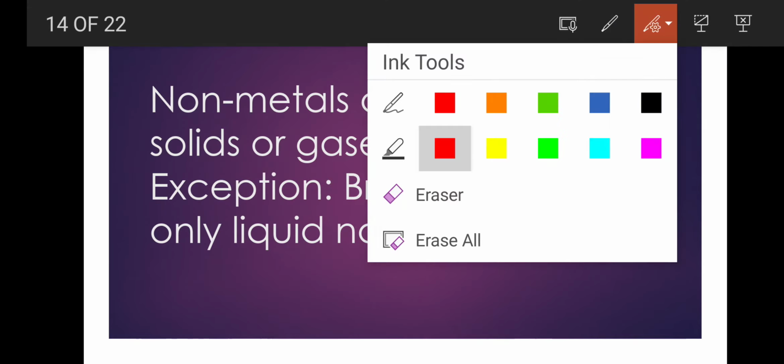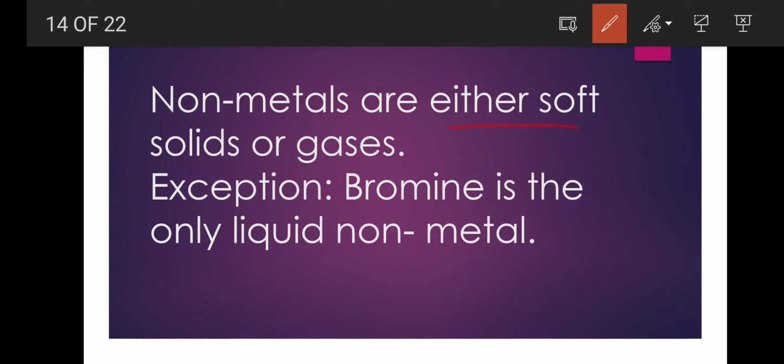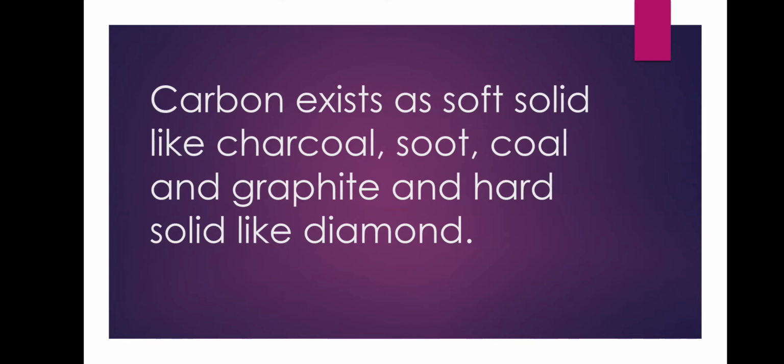Now the next property is non-metals are either soft solids or gases. Clear? So when we talk about soft solids, they are like sulfur, phosphorus, iodine, and when we talk about gases, then oxygen, nitrogen, hydrogen, chlorine. But the exception is also here. What is the exception? Bromine. Bromine is the only liquid non-metal. Clear? So if the question is which one is the only liquid non-metal, you will write the answer bromine. And if the question is which one is the only liquid metal, then you will write what? Mercury. Clear?